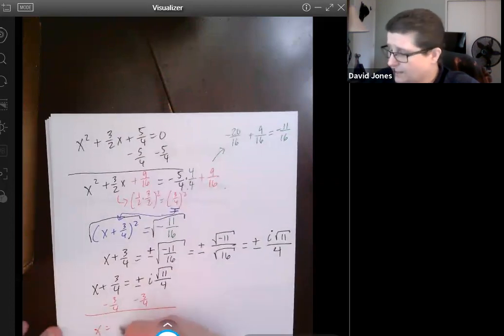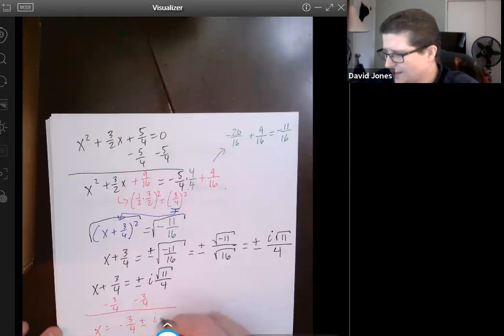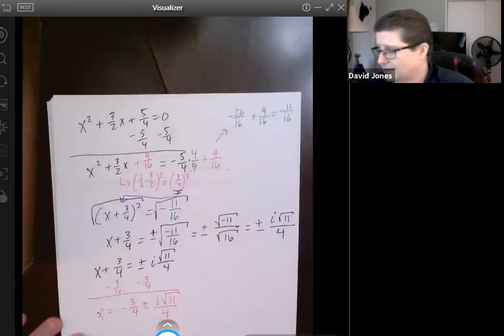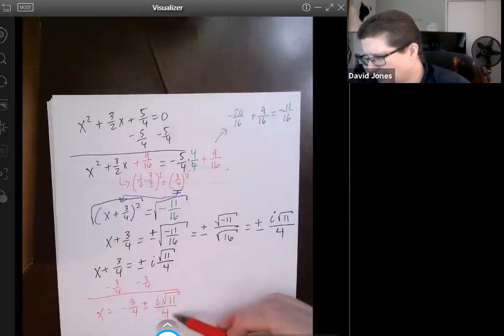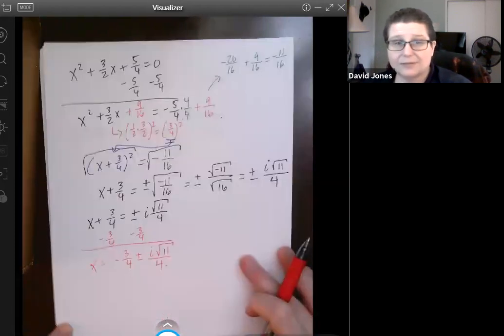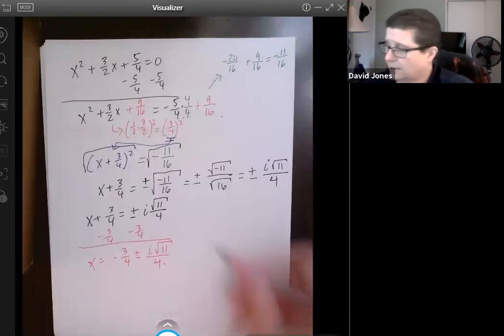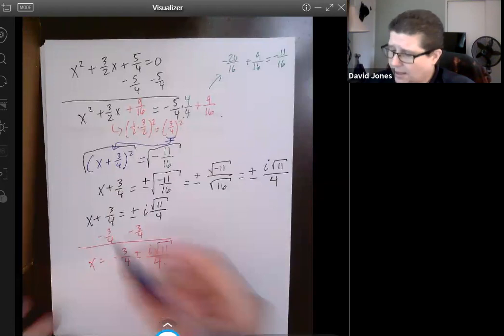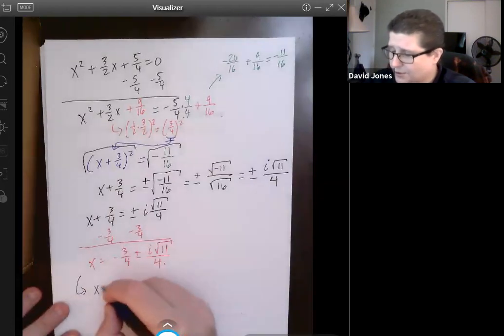x equals negative 3/4 plus or minus. You can have the i on top of the fraction or in front of it. I think if you put the i on top of the fraction, it makes it clear that the 4 is not underneath the radical sign. And it's important to remember this is 2 solutions.